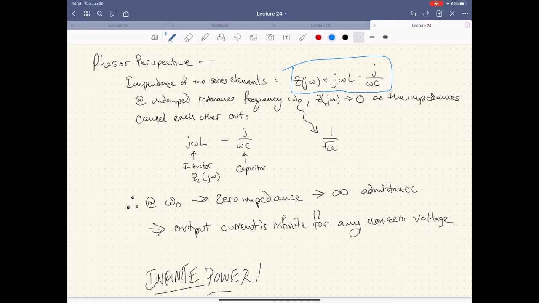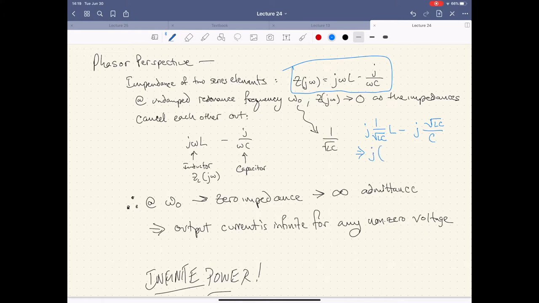So at undamped resonance frequency, omega naught equal to 1 over the square root of LC, this goes to 0 as the impedances cancel each other out. Let me prove that to you real quick. So if I have j times 1 over square root of LC times L, minus j times 1 over, and I'm going to write this upstairs, LC, it's 1 over LC for omega naught, over C.